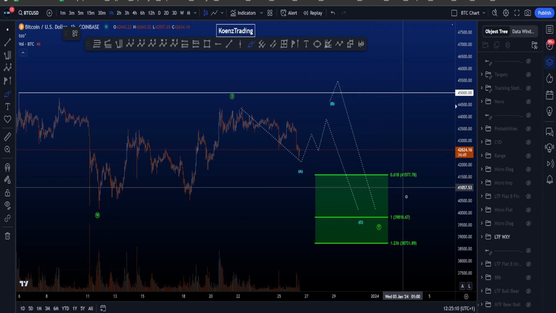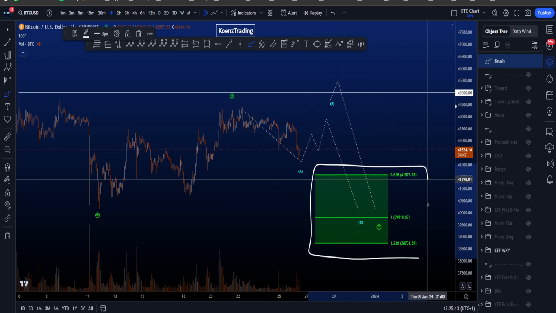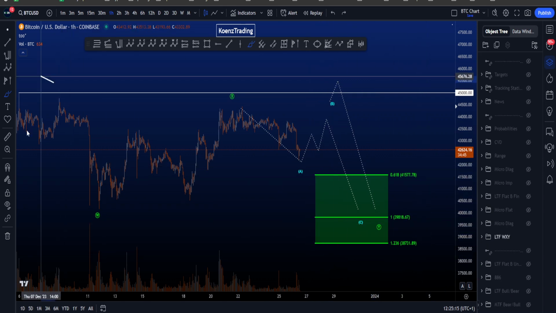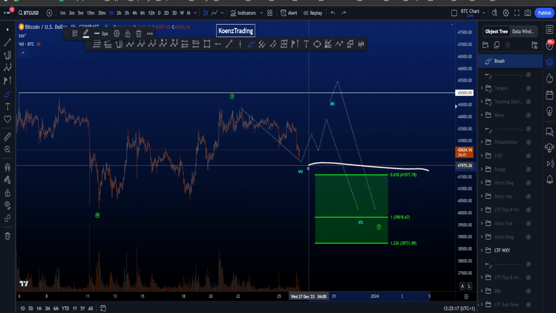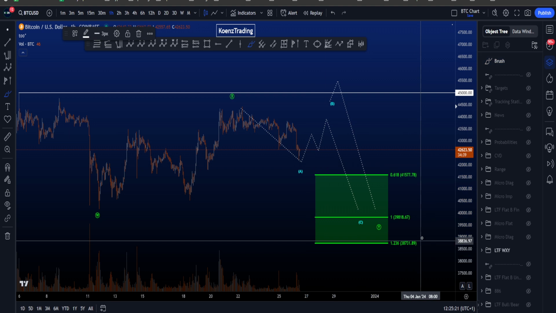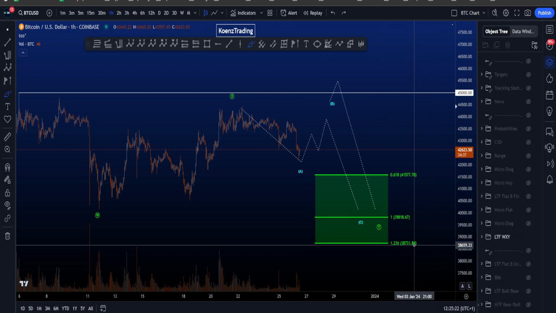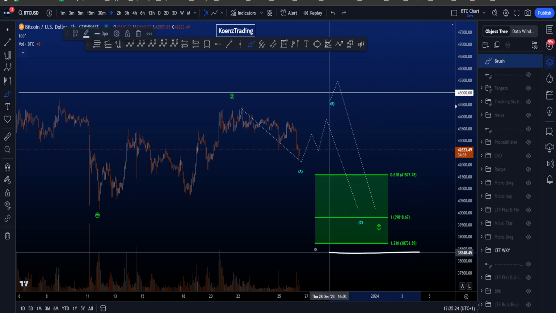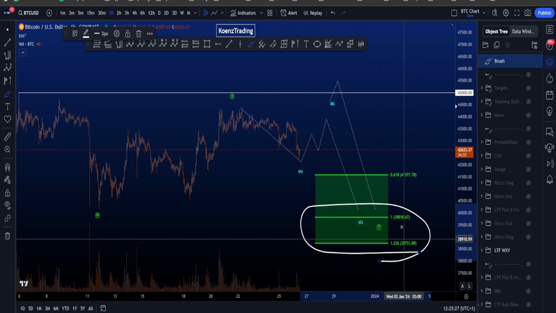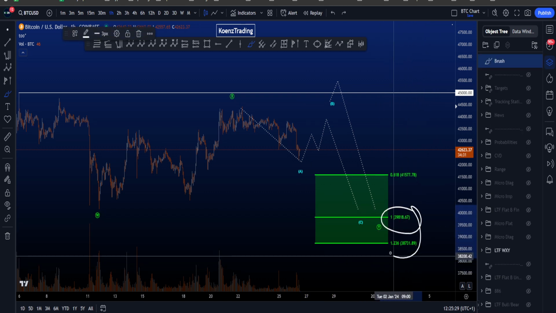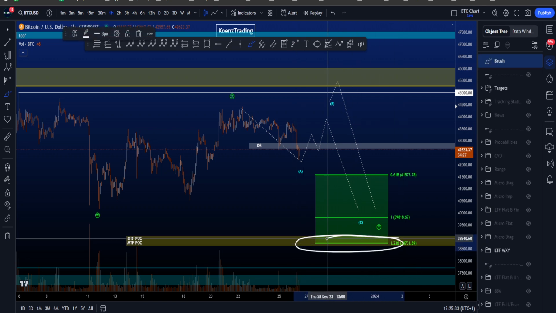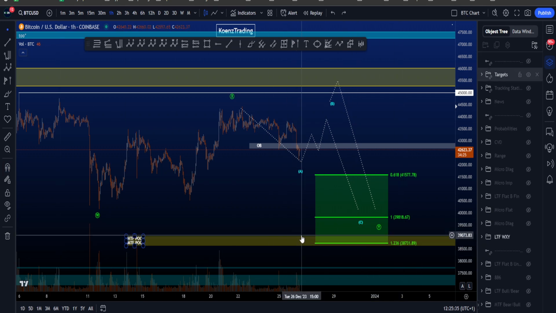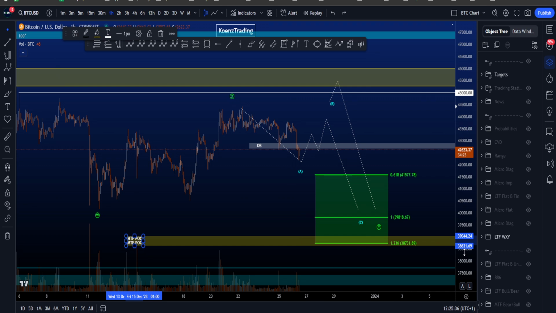For wave Y, the common target area is between the 0.618 and the 1.236, taken from the high to the low of W to the high of wave X, giving us an area between 41.5k and 38.7k, with the most common target area being between the 1 and the 1.236, which is between 39.8k and 38.7k. And we do have some additional support over here, being the yellow box between 38.6k and 39k.